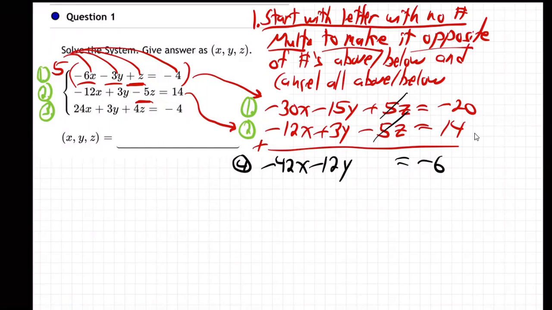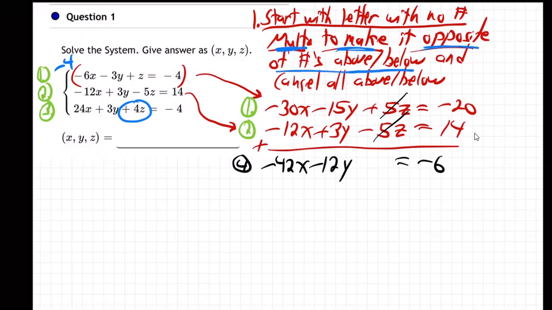Now I'm going to restart that, and you can reuse that same equation. Just go back to where it was before you multiplied by 5. And this time, I'm going to multiply through by -4. Why? Because I want to make it the opposite of this plus 4z. Remember what I'm doing? I'm multiplying to make it the opposite of the numbers above and below and cancel out all numbers that are above and below. So I canceled this guy. Now I want to cancel this guy by making this a minus 4z. See that?